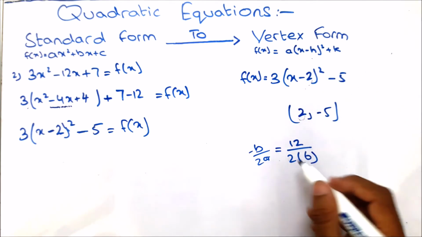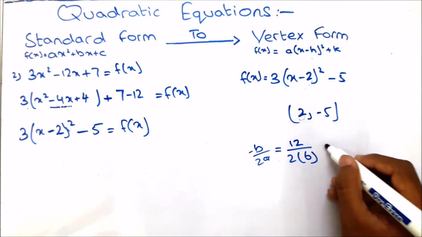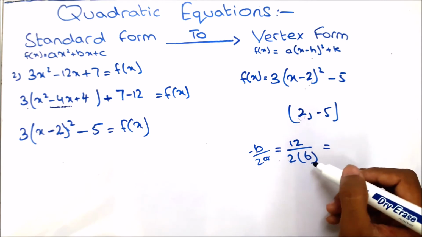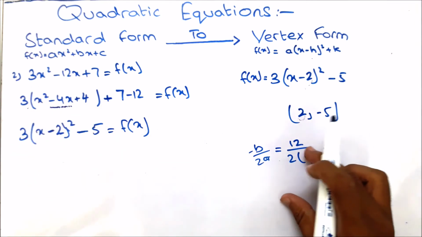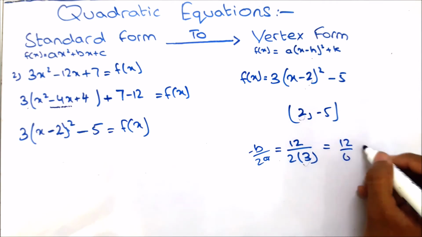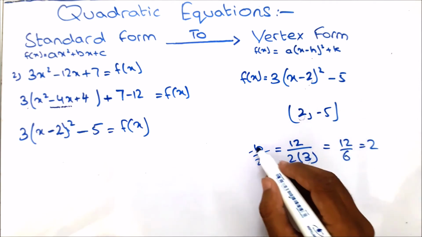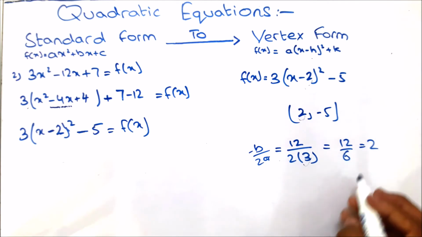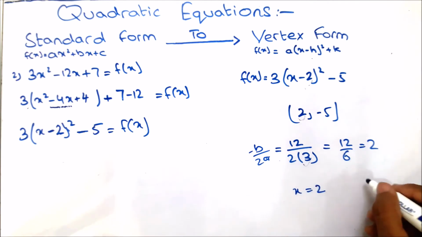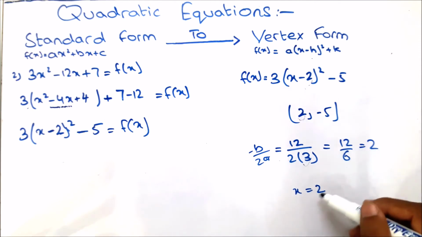Okay, so here we have our x value by this minus b over 2a formula. 2 times a is 2 times 3 is 6. 12 divided by 6, we get a 2. By this minus b over 2a, we get our x value. x equal to 2 at the vertex. Whatever the vertex is, the x value is 2.